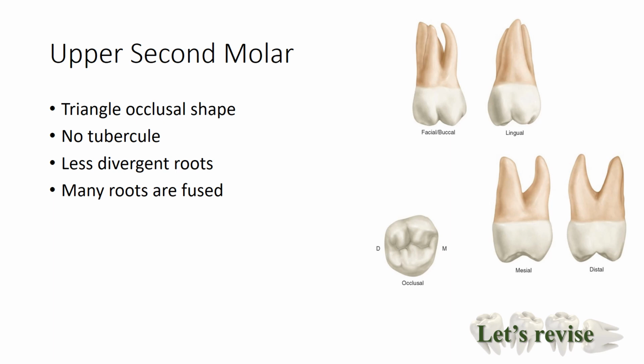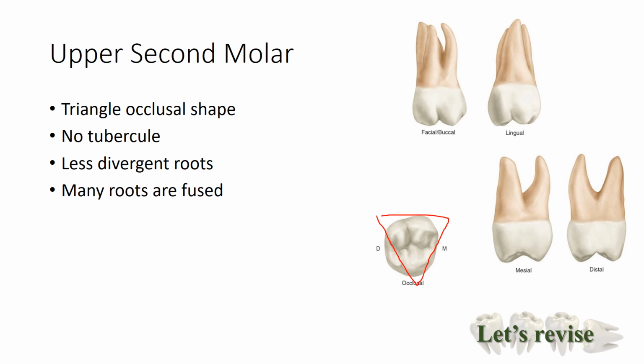With the upper second molar, you can see that we do normally have still three roots, but you see they're much closer together. They're not divergent, and sometimes they fuse a little bit. This is a much more triangle shape now, rather than that large trapezoidal shape. We won't have a tubercle on this one, so we won't have a cusp of Carabelli. So if you have a cusp of Carabelli, it's not a second molar. It's got to be a first molar.